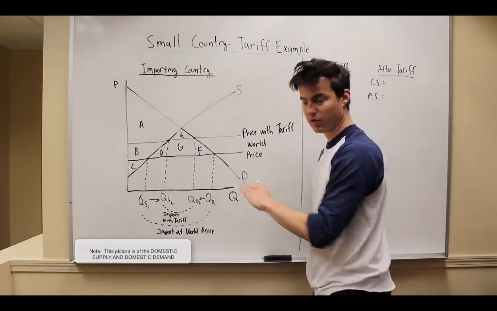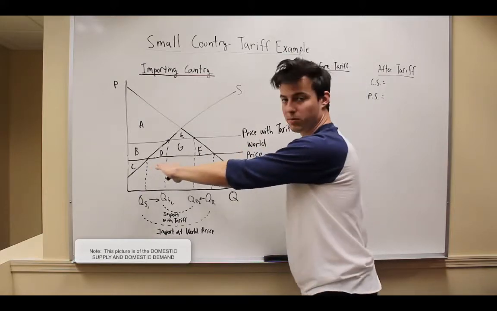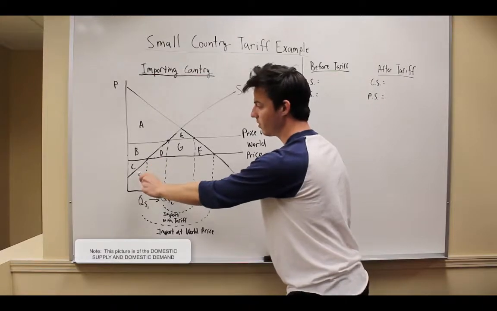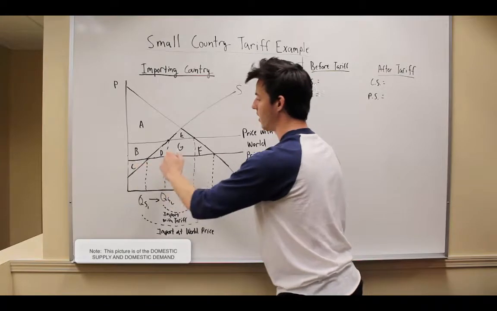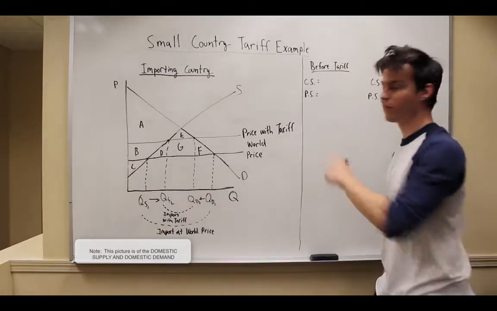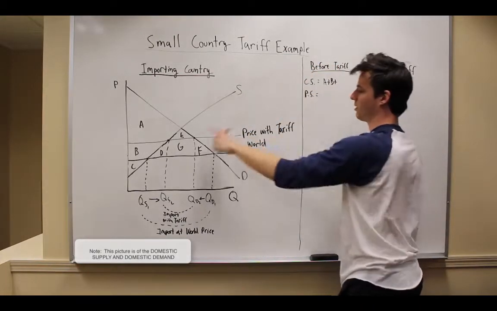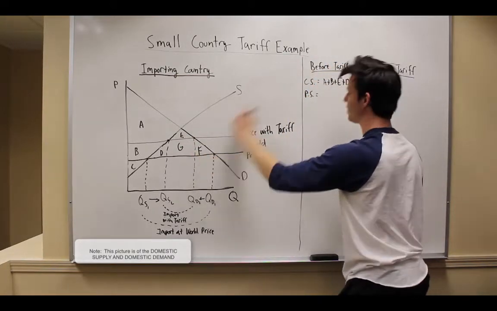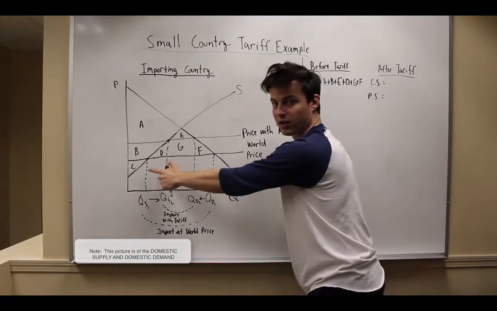And now I want to reiterate before we move forward with the tariff to remind you what our pre-tariff consumer and producer surplus is. We remember that our producer surplus is going to be this small triangle here, area C, while our consumer surplus is the entire area above the price and below the demand curve, which is A, B, E, D, G, and F. So before our tariff, our consumer surplus is area A plus B plus E plus D plus G plus F. And our producer surplus is simply area C.